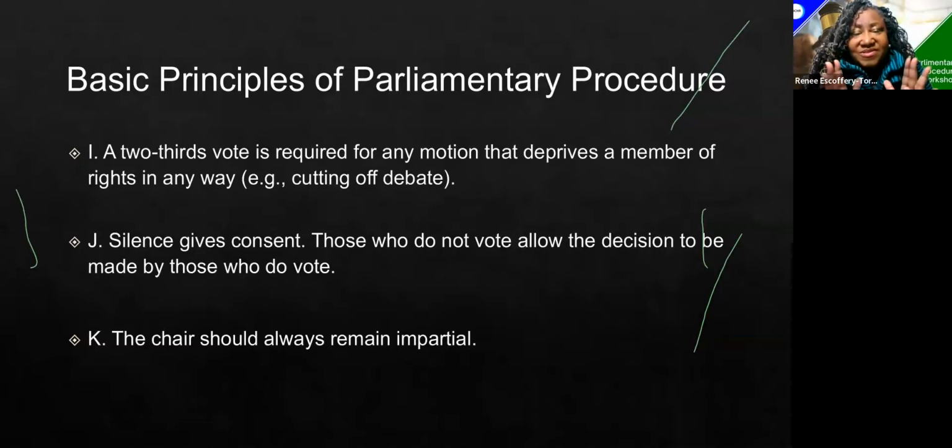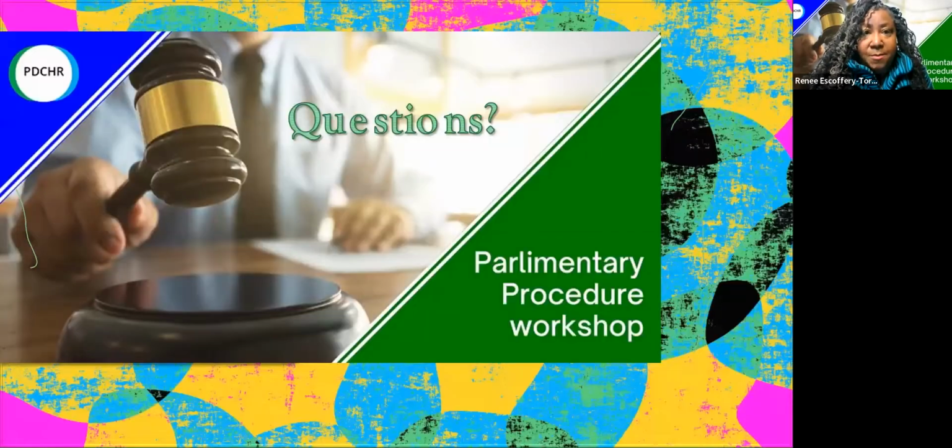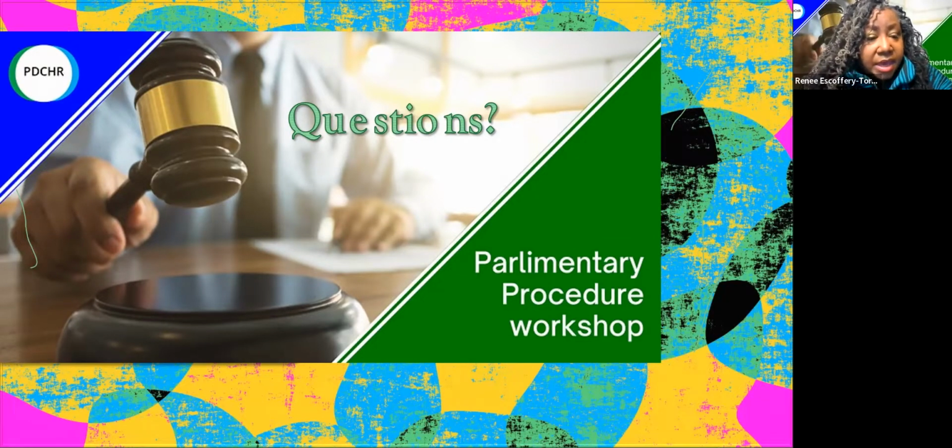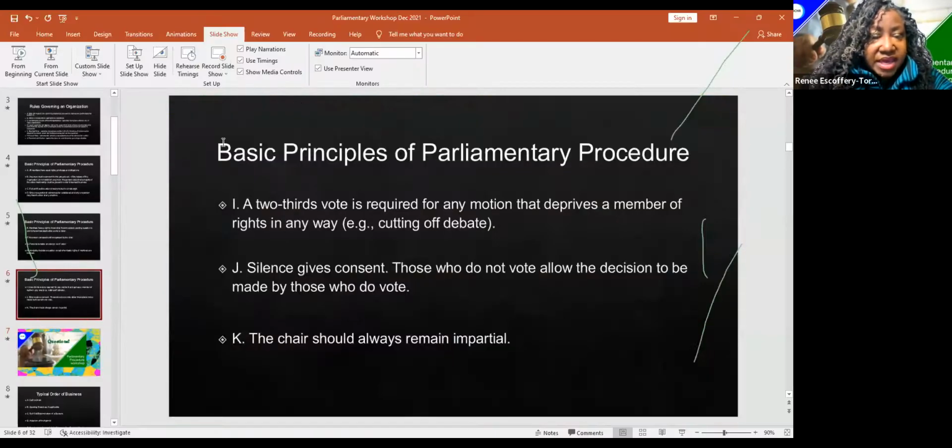In other situations, a 2/3 vote, not a majority vote, is required for any motion that deprives a member. What happened here? Can you still see? What is it that you're seeing? You're looking at the questions slide. Okay, so let me go back because I think I was right here.